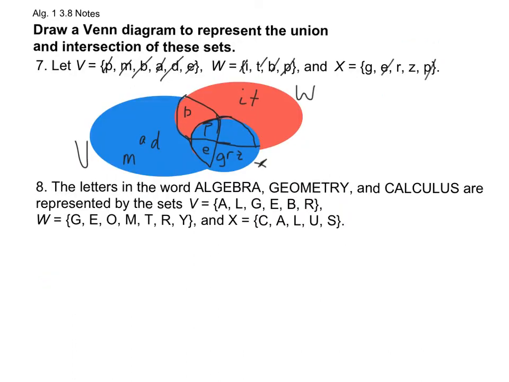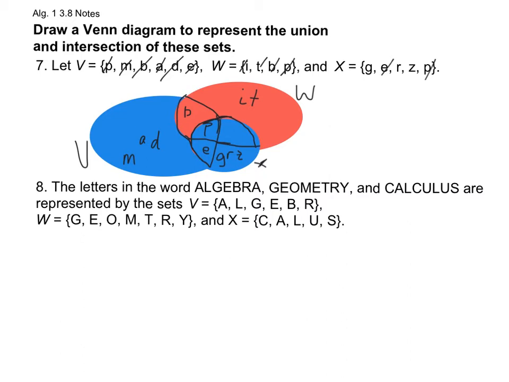Alright, for number 7, it says draw a Venn diagram to represent the union and intersection of these sets. Guys, I was not very fast at doing that, so I basically had to cut out what I had done and just show you instead of hanging out with you while I fumbled around with drawing all of that. So there's my Venn diagram.